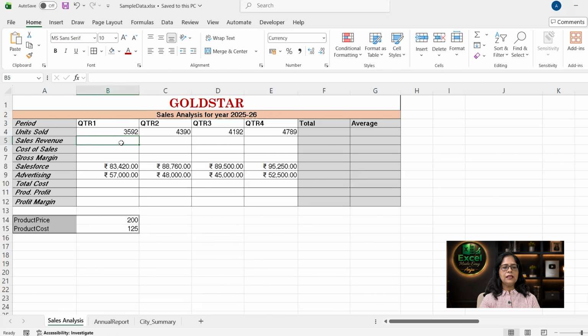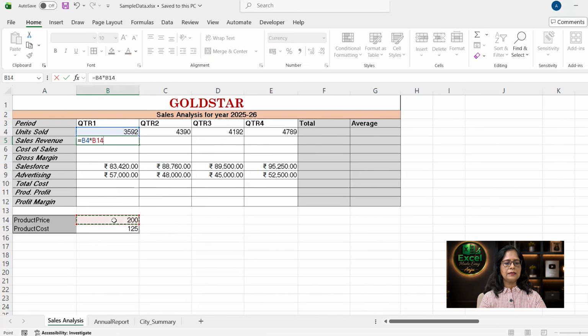So I am selecting the cell for sales revenue for quarter one, and the units sold are just above that. You know that every formula has to start with an equal to sign or a plus sign. So I am writing equal to, and then clicking the cell reference for quarter one units sold. Then both are to be multiplied, so I use the multiply symbol and then the product price. This is the formula for calculating sales revenue for quarter one. I press enter and we can notice the result coming in that particular cell.